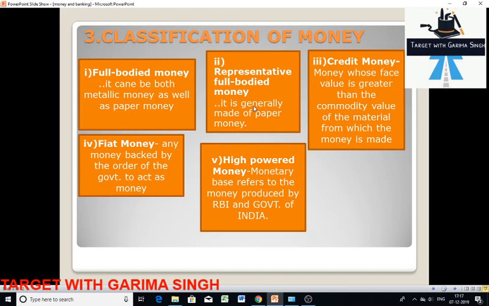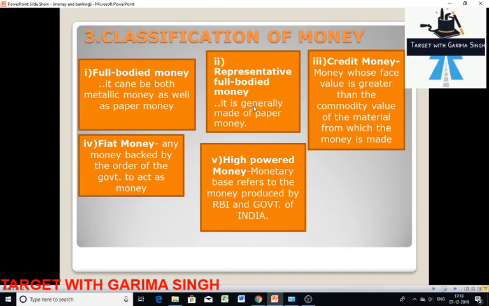In other words, it is equivalent to the reserve kept in the form of gold and silver and foreign currency against the amount of notes circulated. This type of paper money is called representative paper money because it represents in circulation an amount of money with commodity value equal to the value of money.